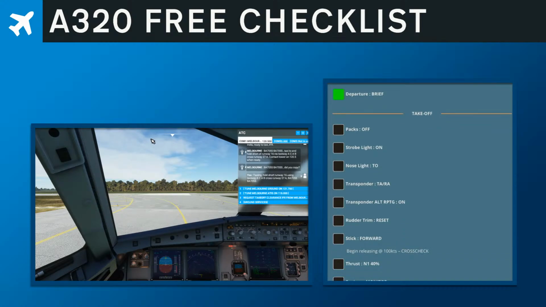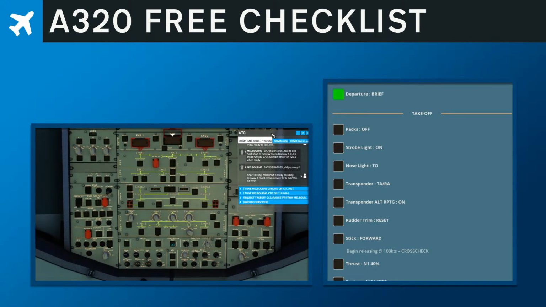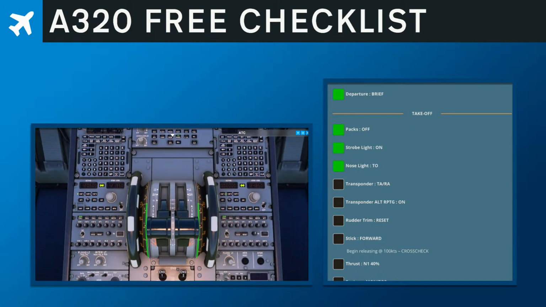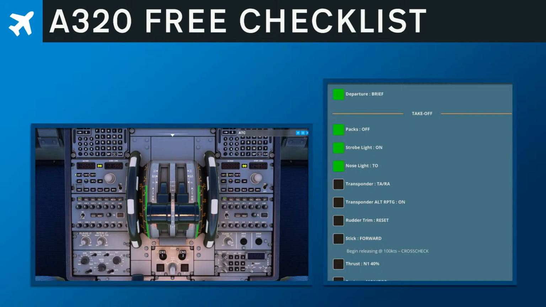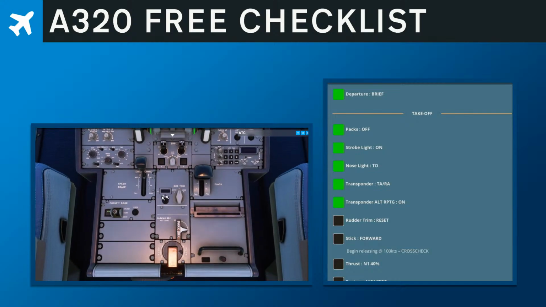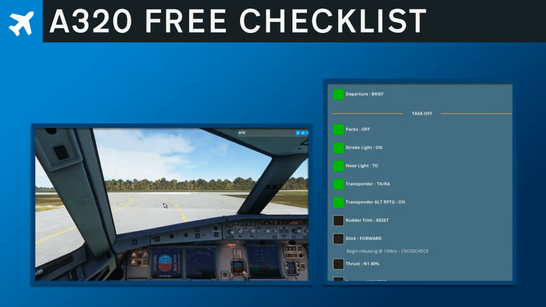So, right, last minute checks before we go then. So let's just get this out of the way. Packs are off so that we've got the extra power for takeoff should we need it. Just check strobe lights are on. Nose light to takeoff. We go down here and we set the transponder to on, and TA/RA for the transponder, and rudder trim press reset just to be sure. Quick look outside.